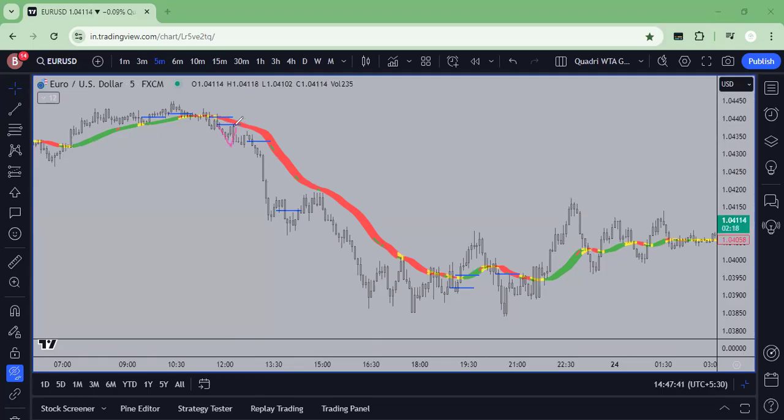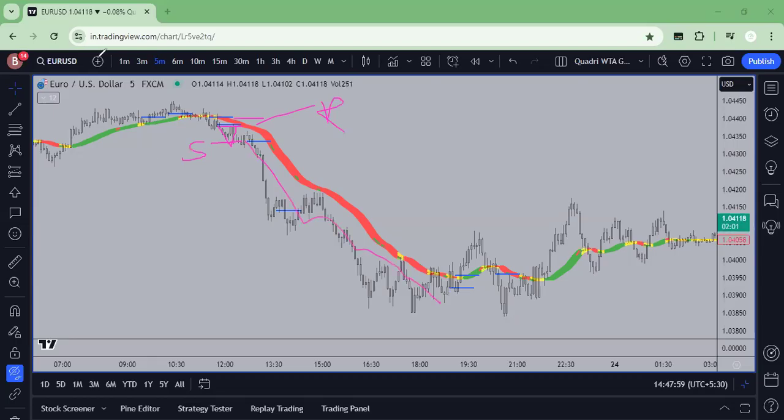Like this, your pullback ribbon is red. You get an imbalance below this level. This is your sell order. This is your stop loss above the ribbon, and this is the move which you got.